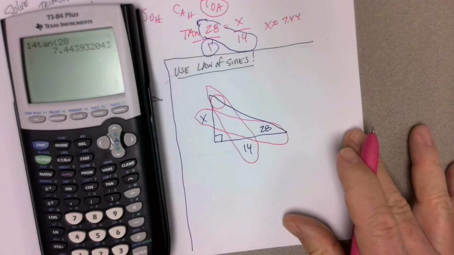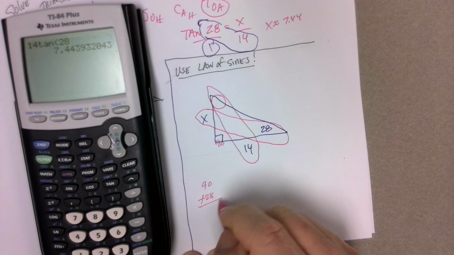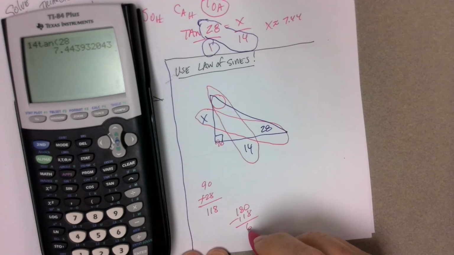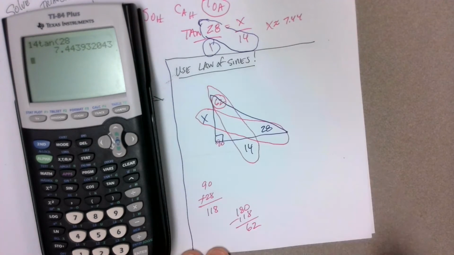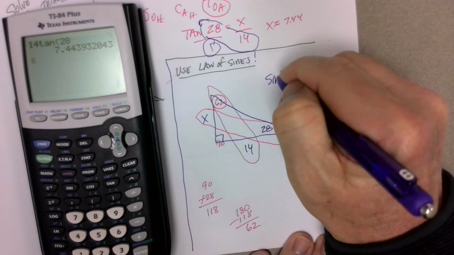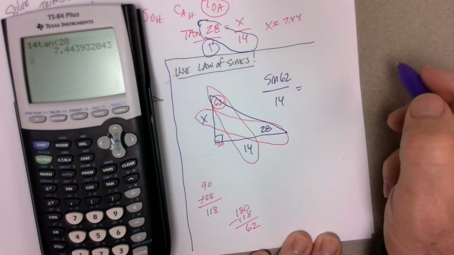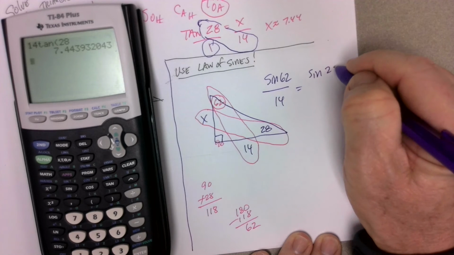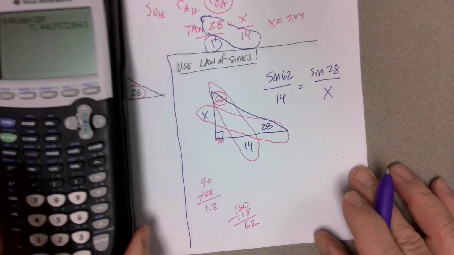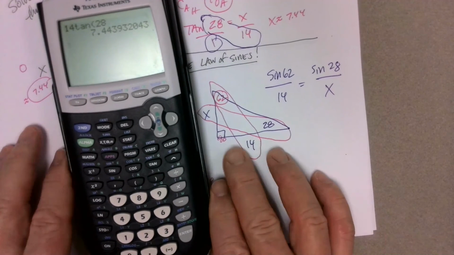But guess what? Easy to find that angle because this is 90 and that's 28, and 90 plus 28 is 118, and 180 minus 118, I believe that's 62. All right, so that's 62 degrees. Once I have that, then I could say the sine of 62 is to 14 as the sine of 28 is to X, right? And I could use the law of sines even though it is a right triangle. And let's see if this works out and gives us the same answer. That's what I'm curious about here.